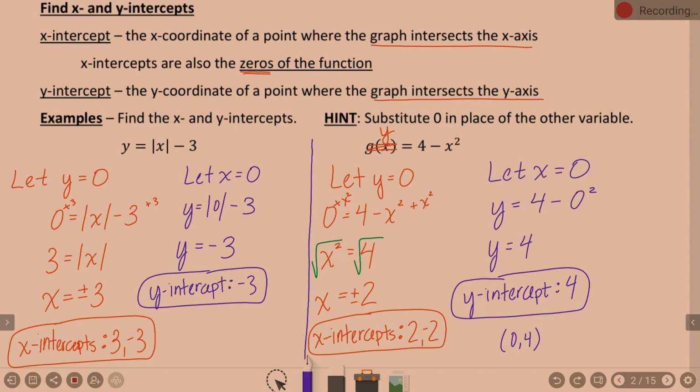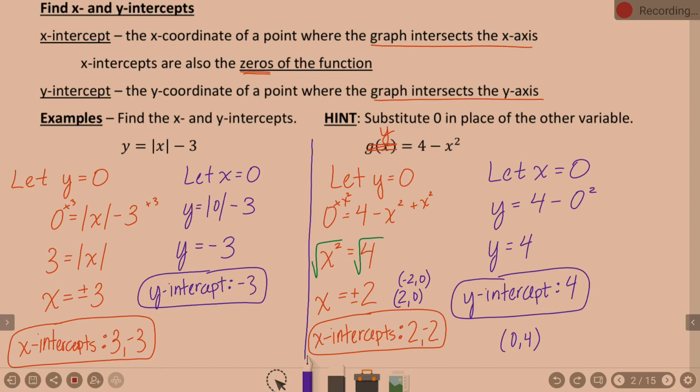For the x-intercepts, the x values are 2 and negative 2. What was the y value? It was 0, right? So we could write this as 2, 0 and negative 2, 0. Okay. So those are intercepts.